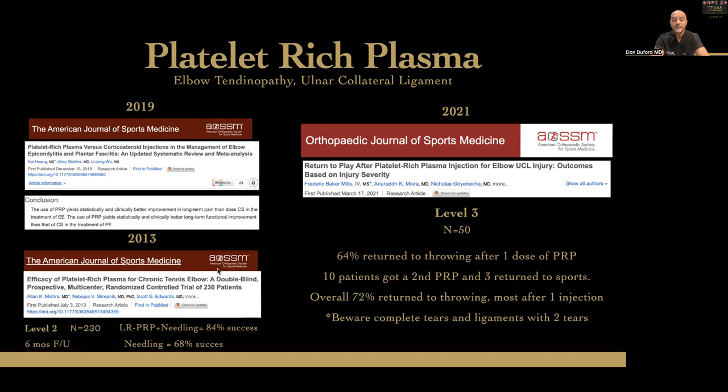For ulnar collateral ligament, this paper that came out last year is why I say that everyone deserves PRP for a diagnosis of a UCL tear. It's because we can get 72% of these people back to throwing, which is about the hardest thing you can do to the elbow, after 1 or 2 injections, and most of them after 1 injection.